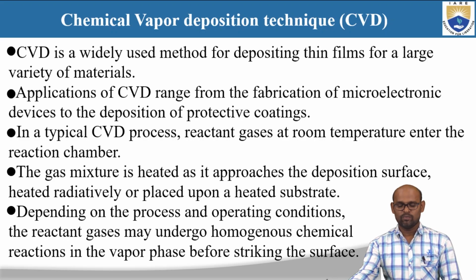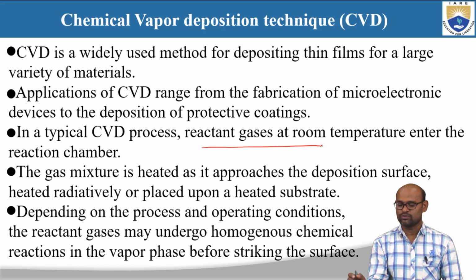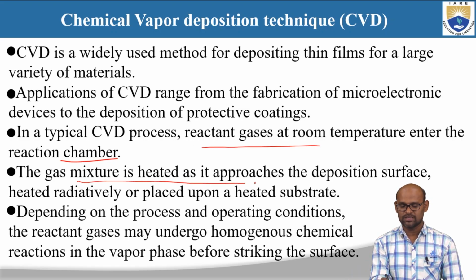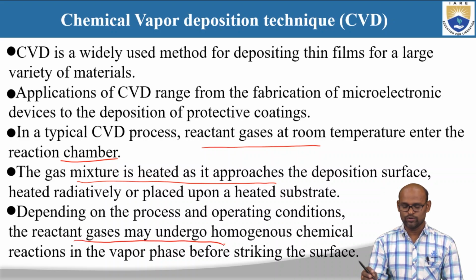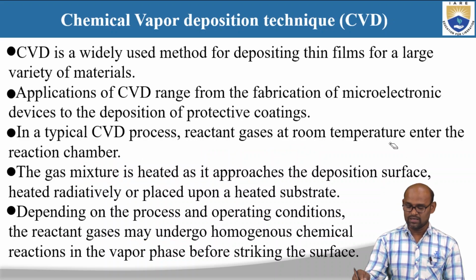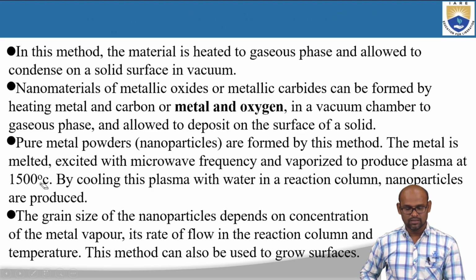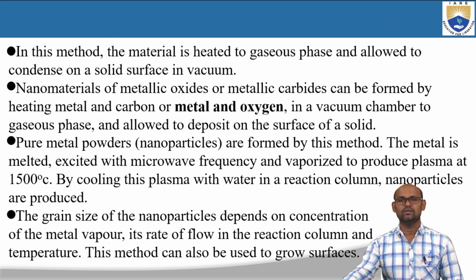So in the chemical vapor deposition technique, reactant gases at room temperature enter the reaction chamber first, and the gas mixture is heated as it approaches the deposition surface. Then, depending on the process and operating conditions, the reactant gases may undergo homogeneous chemical reactions, and the product is then deposited on the substrate.